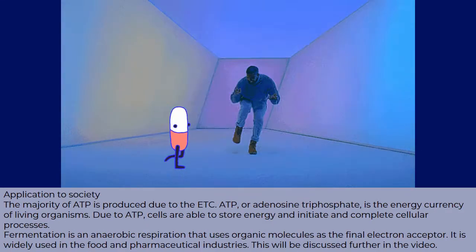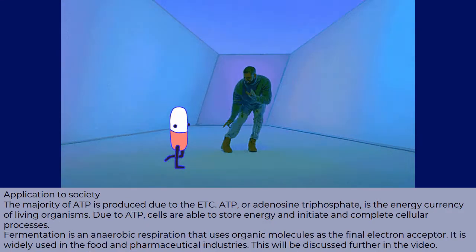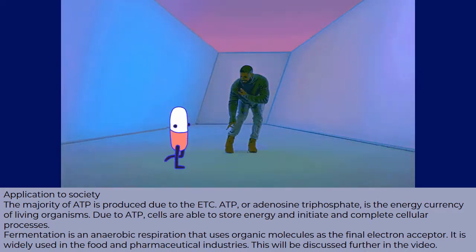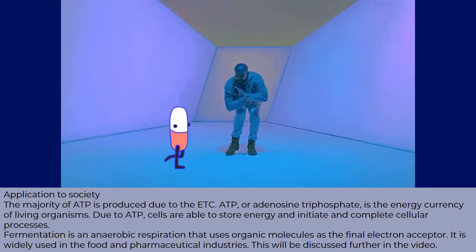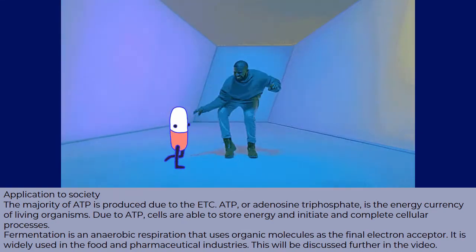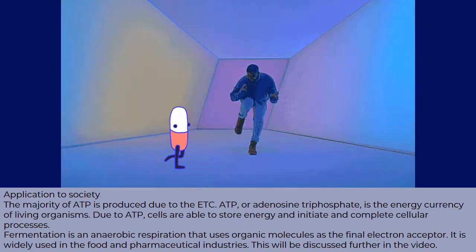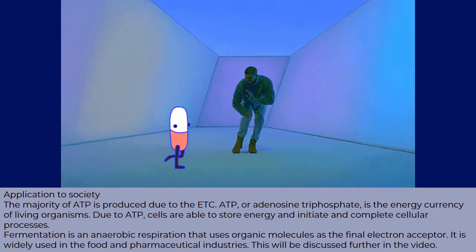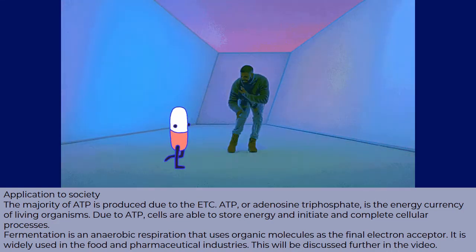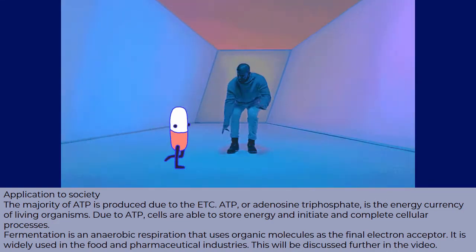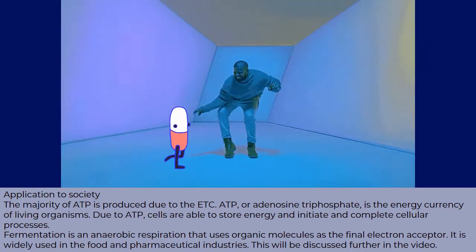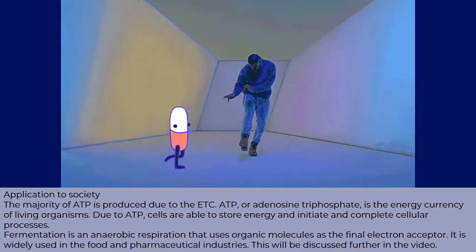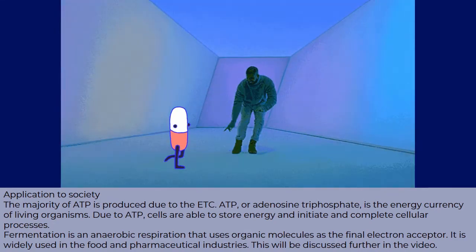Application to society. The majority of ATP is produced due to the ETC. ATP, or adenosine triphosphate, is the energy currency of living organisms. Due to ATP, cells are able to store energy and initiate and complete cellular processes. Fermentation is an anaerobic respiration that uses organic molecules as a final electron acceptor. It is widely used in the food and pharmaceutical industries. This will be discussed further in the video.